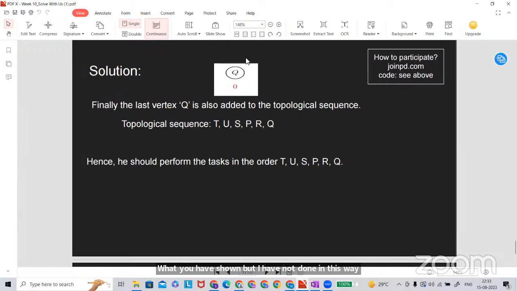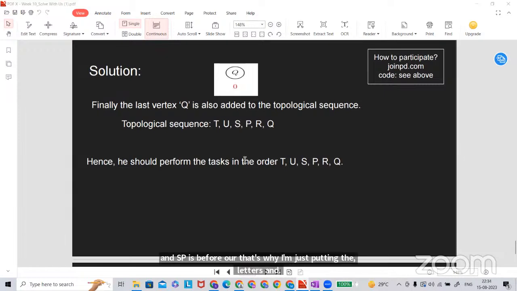By which way you did? Sir, just by looking at the questions that U S is before T and S P is before R. That's why I am just putting the letters and the T U S P R Q come. Is this the right way?